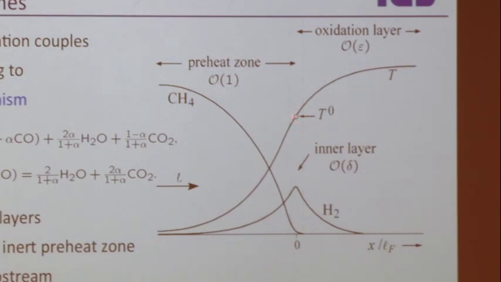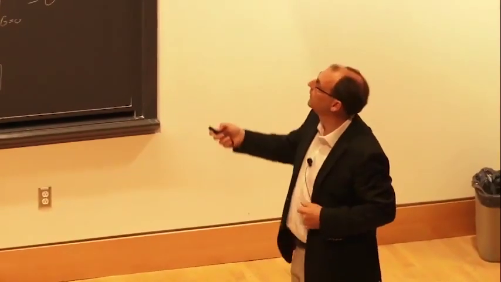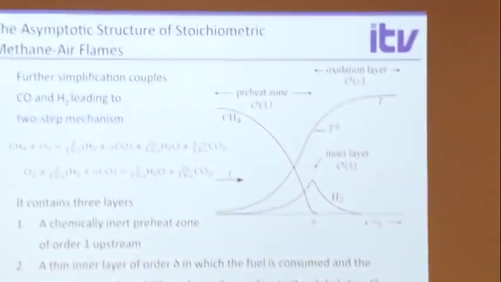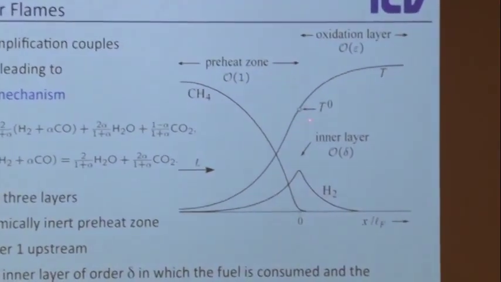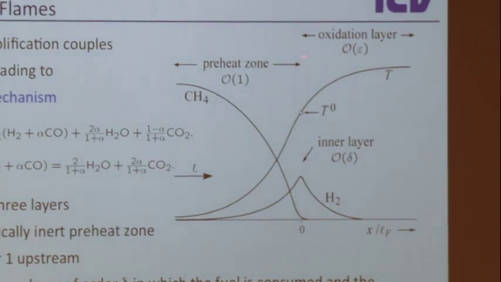It's very thin, and because it's very thin, you can assume that the temperature in this inner layer is basically the crossover temperature. That's why we call the crossover temperature also the inner layer temperature. Okay? So that's the reaction zone, basically, or the inner layer of the reaction zone. And there's a second part here to the reaction zone, which is the oxidation layer, which converts CO to CO2. This is in the second step here. Okay, so this converts CO to CO2.